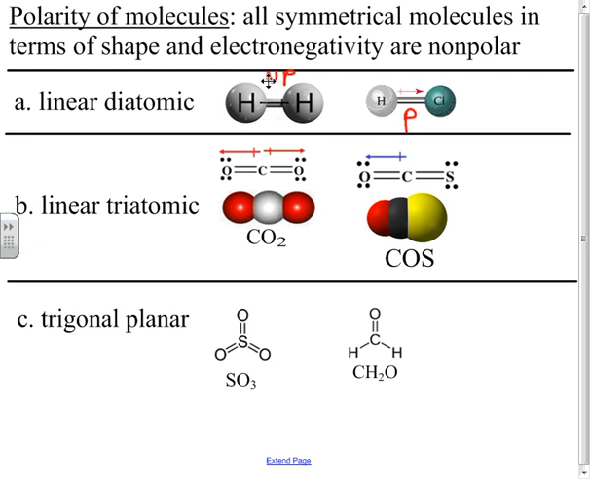Same thing in the linear triatomic. If the peripheral atoms are both oxygen and the central atom is carbon, here the electronegativities are equal and opposite, making the molecule symmetrical in terms of both shape and electronegativities.